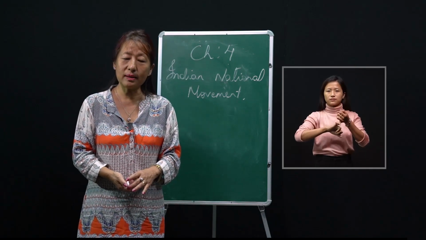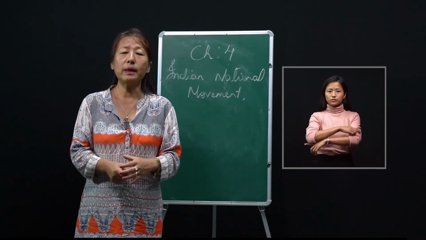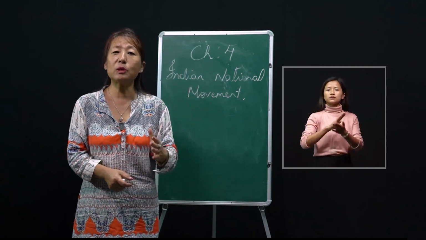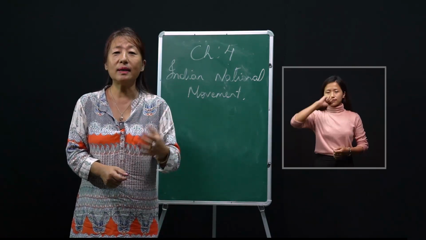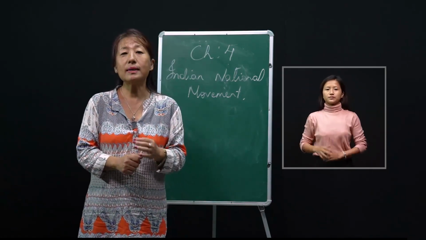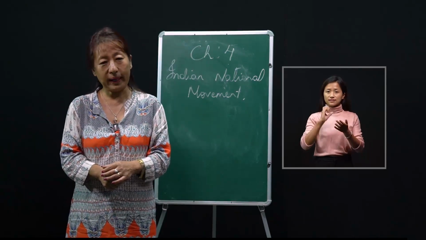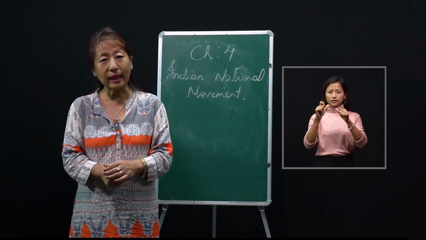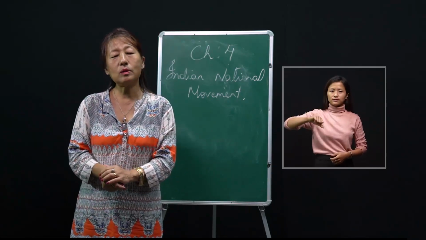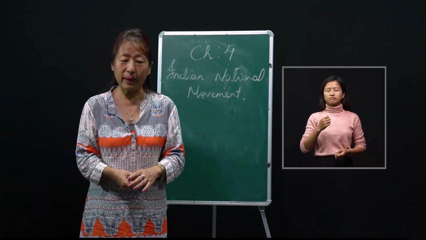Class 9 social science, and today we will be continuing with the chapter, that is chapter 4, Indian National Movement, which we started in the previous session, okay? So today we will start with the civil disobedience movement, that is on page 69 of your Social Science Class 9 textbook.